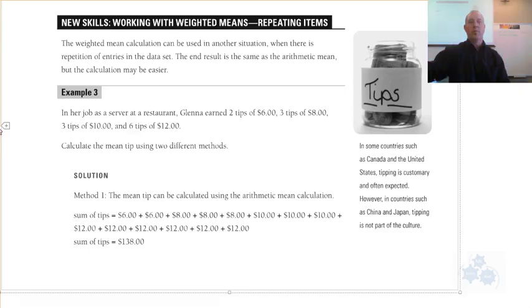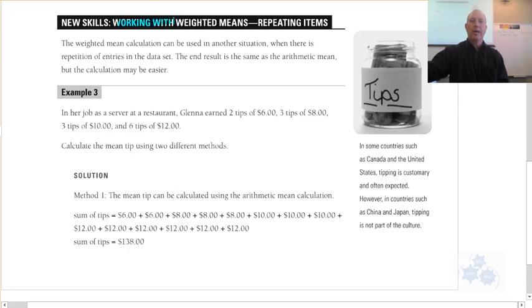This is section 3.2, and this is part 2 of our lessons out of the workbook. So this is example 3. Now what we're dealing with here is working with weighted means, and that is repeating items, specifically repeating items. So what happens if we have a lot of items that are repeated? There are some shortcuts there, okay?